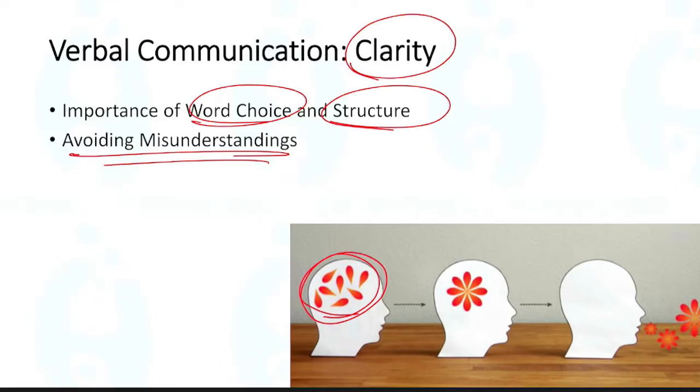Okay, in this image you can see, if we take the petals as thoughts, they are disorganized in the first person, right? In the second person, that is the sender itself, if the thoughts are organized properly, then we have a clear image which we can convey. That is why clarity not only means the choice of words. To choose proper words, we have to have clarity in understanding also. Okay, so that is about verbal communication clarity.